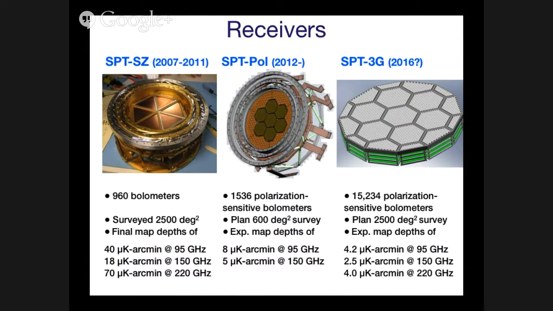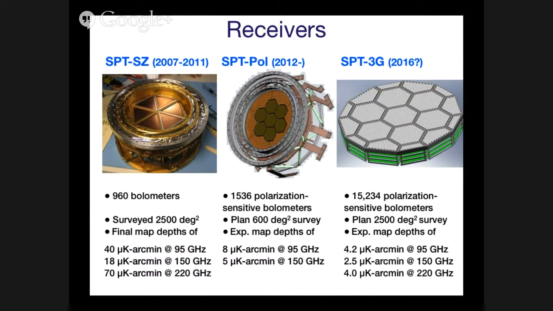And each one of these triangles here is a single frequency, potentially. Those are different filtered frequencies. Four of these triangles are at 150 gigahertz, which is our main science band, and then one each at 95 and 220 gigahertz. So we get down to the noise levels, you can see here, across 2,500 square degrees, which is about 6% of the night sky.